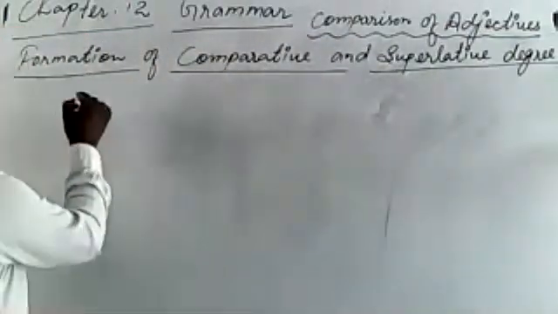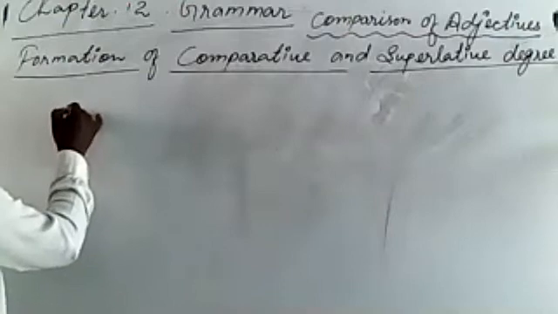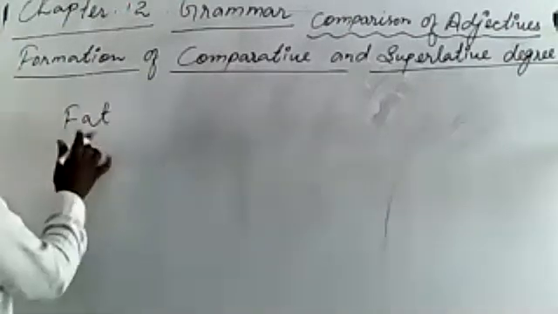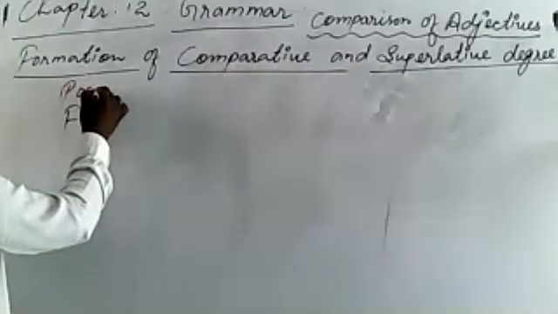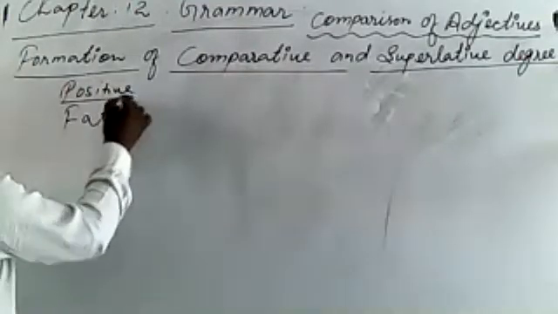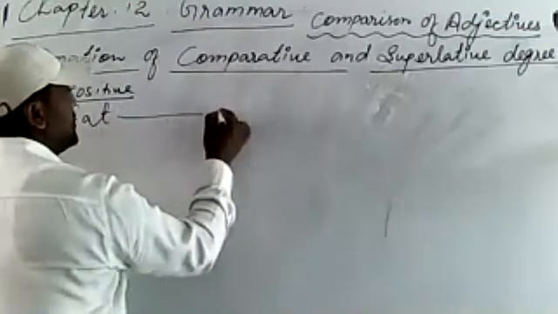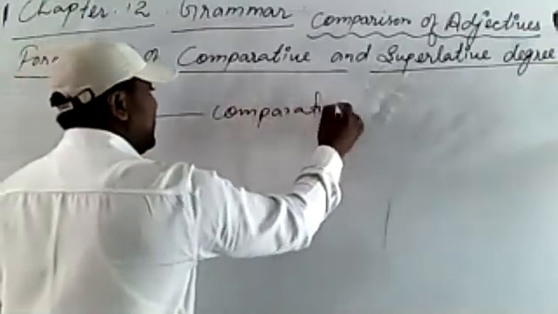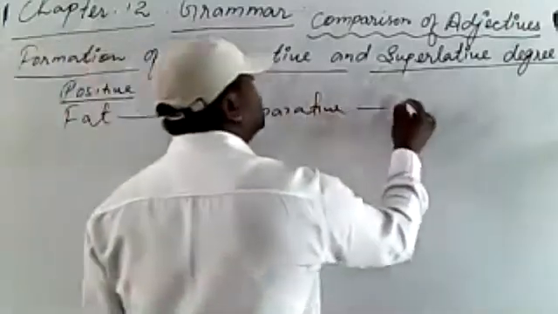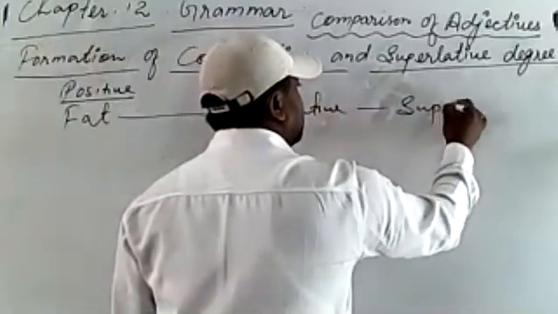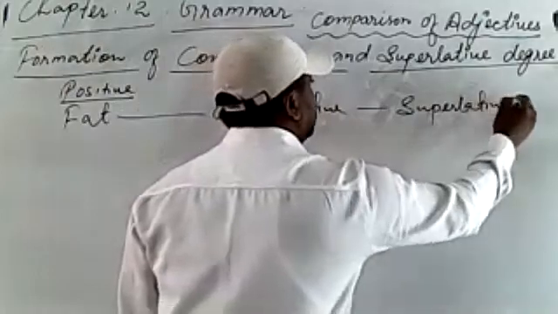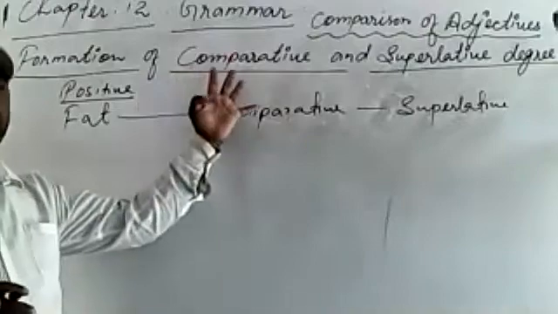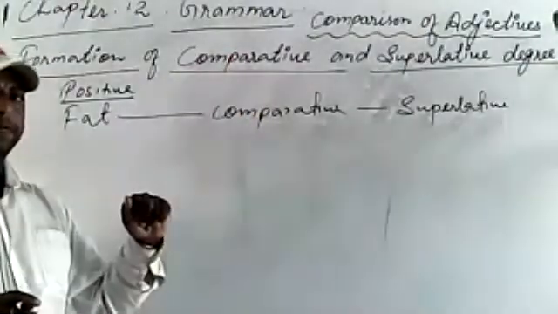Students, what I want to say is that example, I have written here one word like FAT, fat. Now this is positive degree. ये positive degree है. Now how to change this one to comparative degree? This one to comparative degree and the same word into superlative degree. Students, we are going to learn for the formations of comparative and superlative degree.